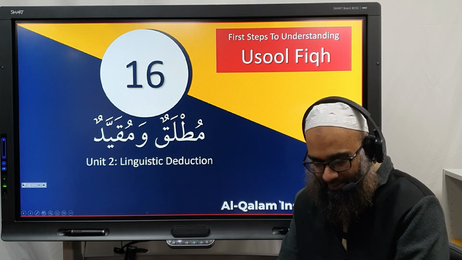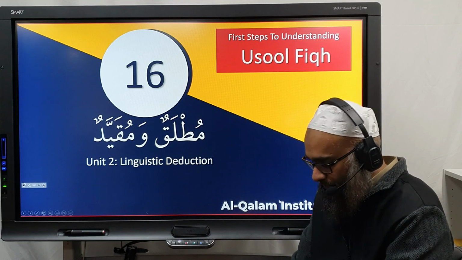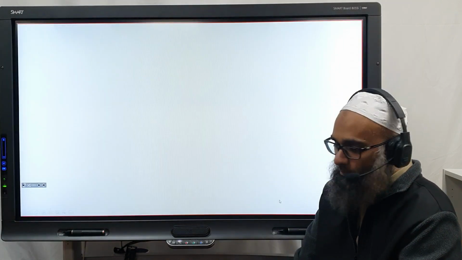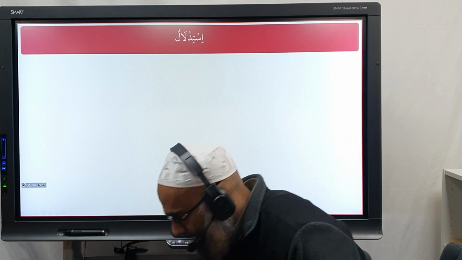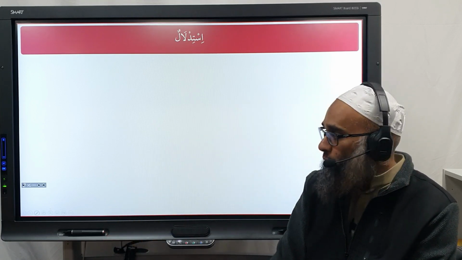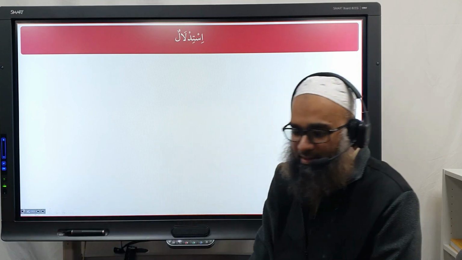So inshallah, we're moving on to Mutlaq and Muqayyad in this lesson. So we have a quick recap. We said we have Istidlal. This is unit 2. Now we use a dalil mentioned in unit 1, Quran, Hadith, etc.